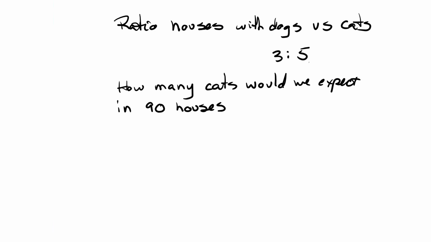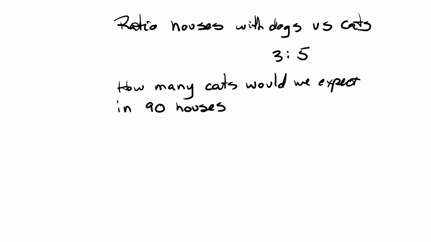Here's another similar kind of problem. The ratio of houses in a neighborhood with dogs versus cats is 3 to 5. So for every 3 houses that have a dog, there are 5 houses that have a cat. How many cats would we expect to find in 90 houses?